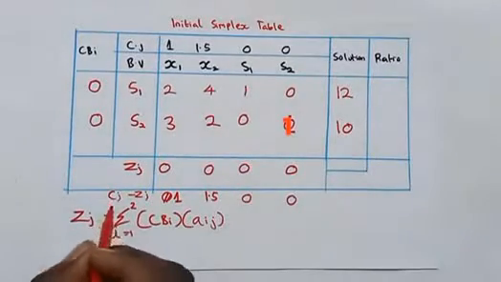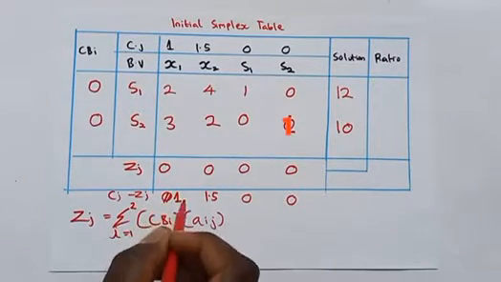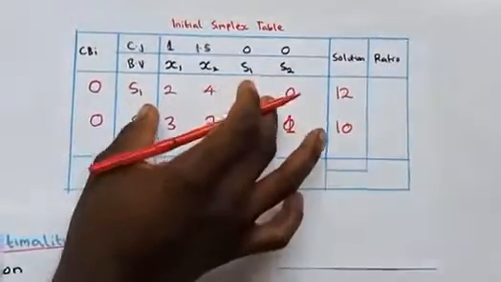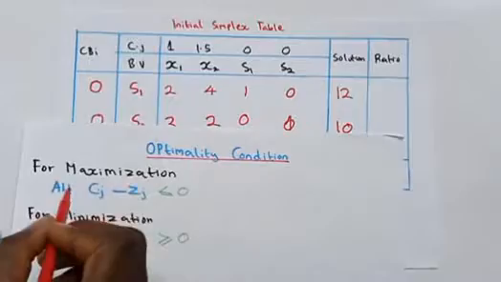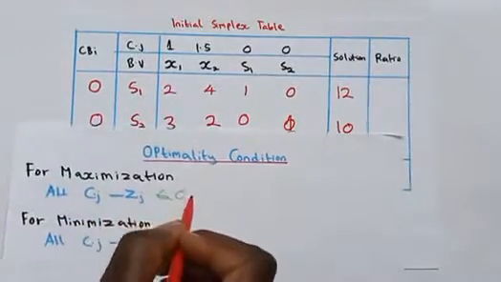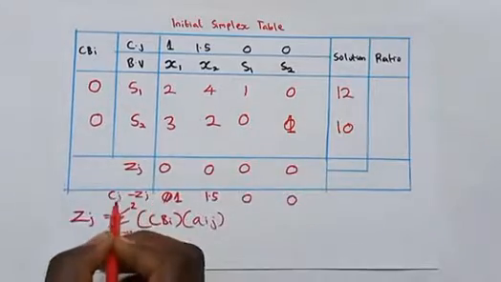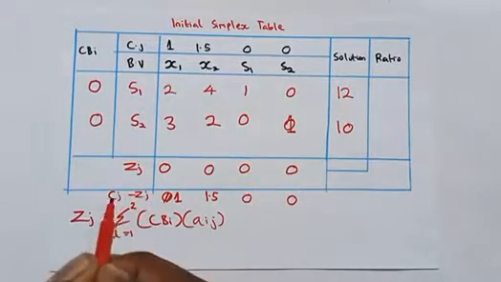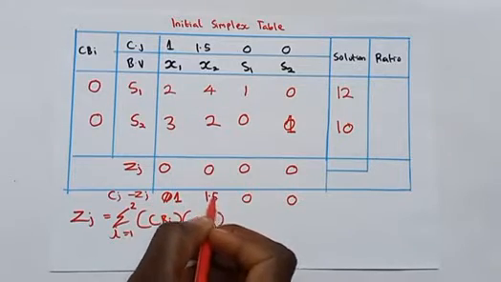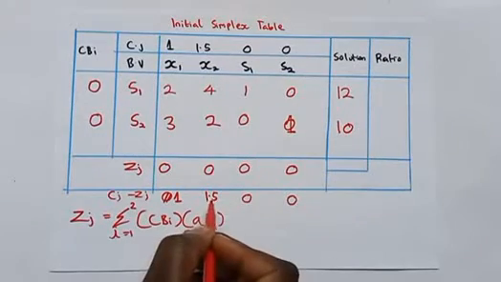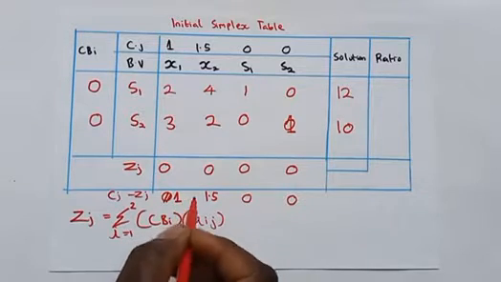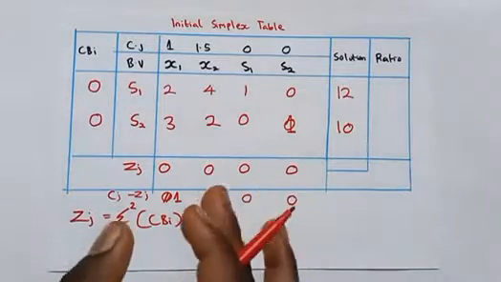At this point, after getting your cj minus zj values, we do the optimality test. So this is a maximization problem, and the optimality condition for maximization is that all cj minus zj values must be less than or equal to 0. Here we have 1, 1.5, 0, and 0. Here we have 1.5, which is greater than 0, and we have 1, which is greater than 0. So we have not reached the optimal solution.